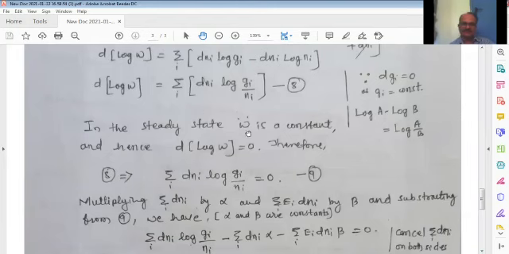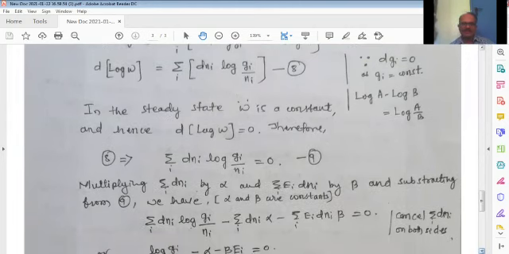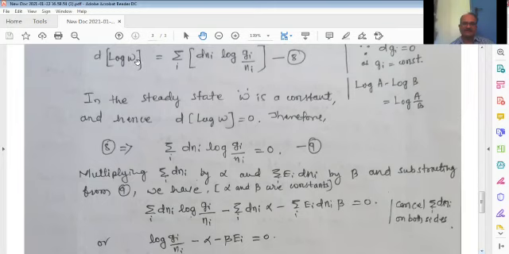Then in the steady state, omega is a constant, probability is a constant, and hence d log omega is equal to 0. So therefore equation 8 becomes, I will make this 0, and this becomes equal to 0. Therefore summation over i dNi log of Gi by Ni is equal to 0. So this is the equation 9.